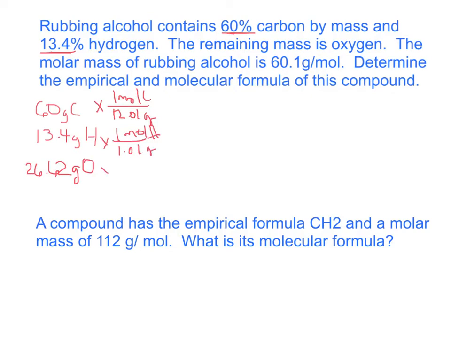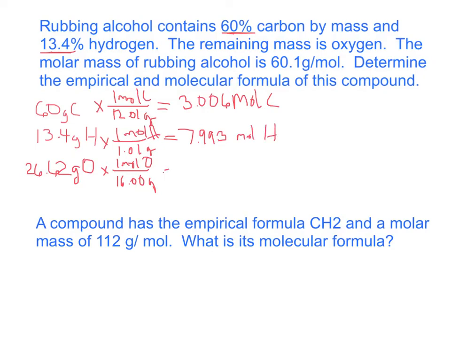Right off the periodic table, a mole of oxygen is 16.00 grams. So we divide all those masses by the molar mass. You find out the first one is 3.006 moles. And then the next one, carbon, is 7.993 moles hydrogen. And the last one is, of course, 1.00 moles oxygen.